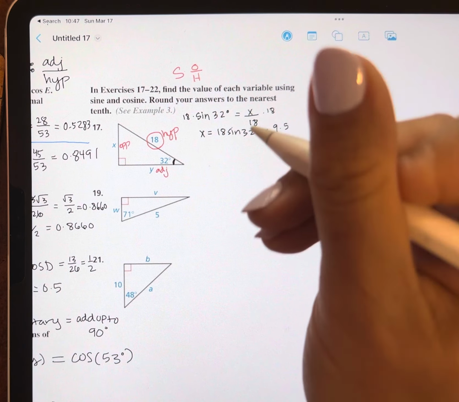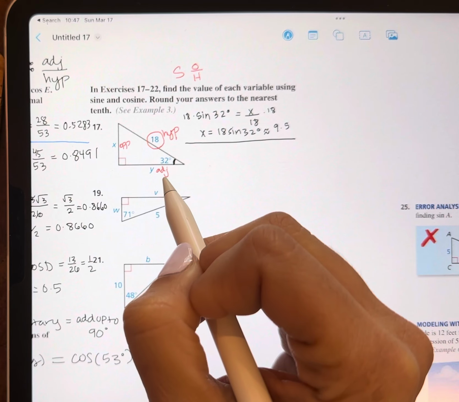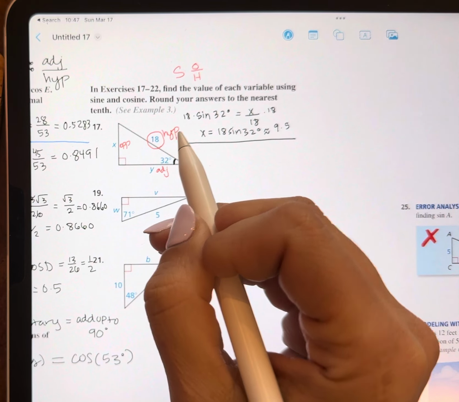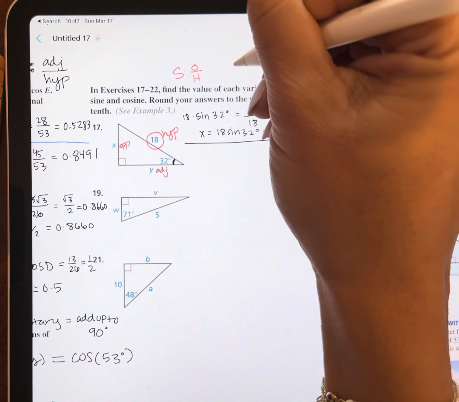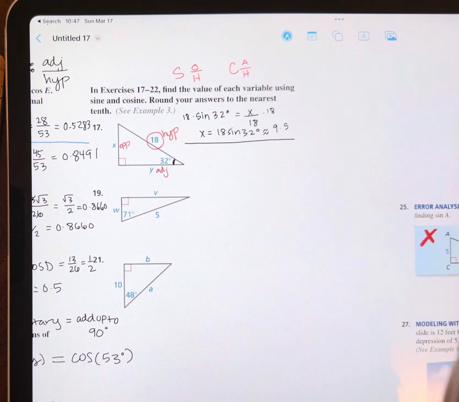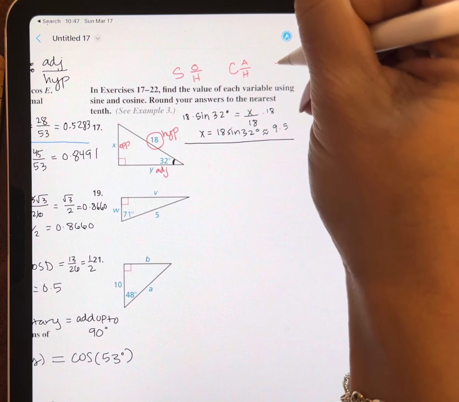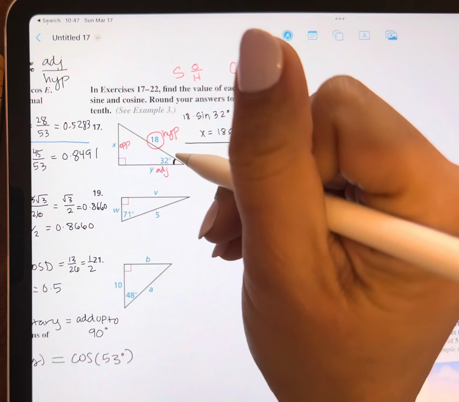All right, let's keep going now. We want to also find y. Y is the adjacent, and then we also have hypotenuse. Adjacent and hypotenuse is cosine. So CAH, and then the last one, just so you guys don't forget, is TOA. SOHCAHTOA.